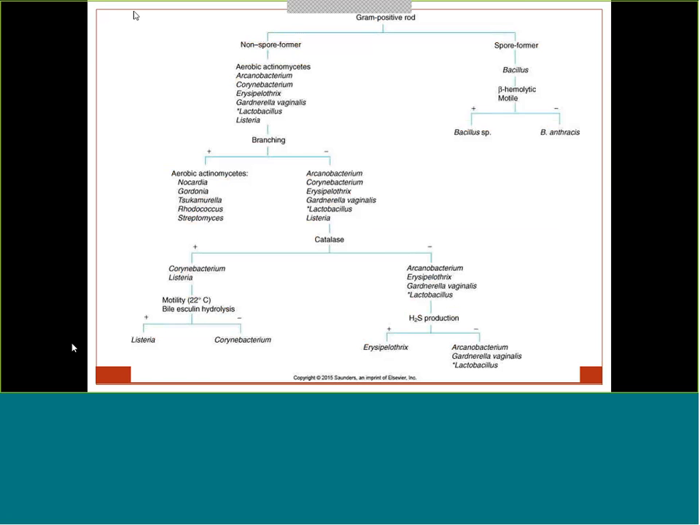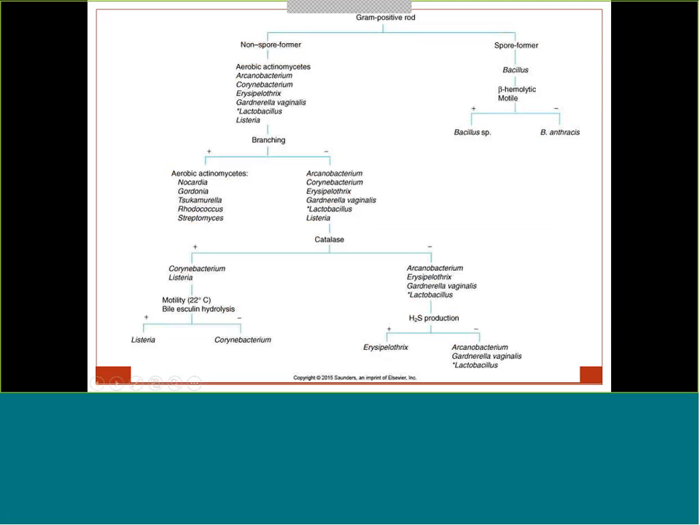Here's another flowchart example of how to work up gram-positive rods in general. You can see how it splits from non-spore forming to spore forming. Again, the only one we discussed that was a spore forming gram-positive rod so far is Bacillus. Then it talked about hemolysis and motility. Remember Bacillus cereus, and there are some others that are beta hemolytic and motile, whereas Bacillus anthracis was non-hemolytic, non-motile.